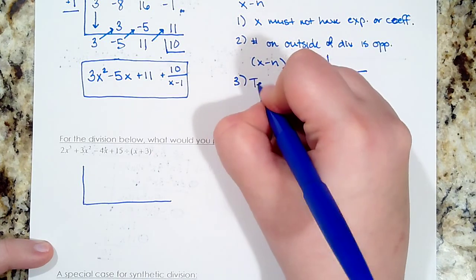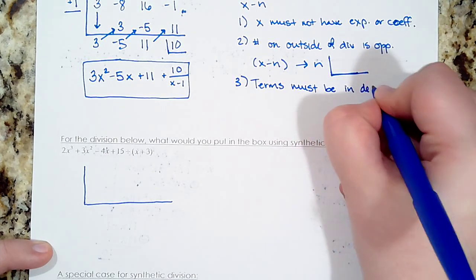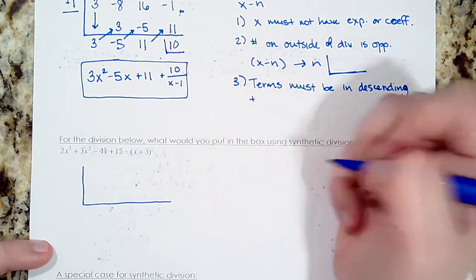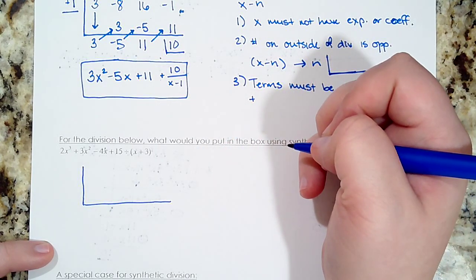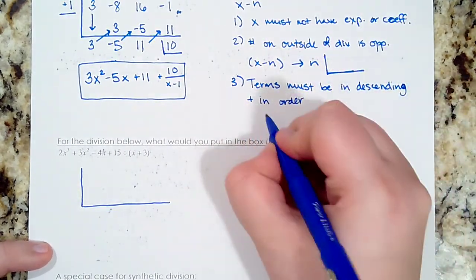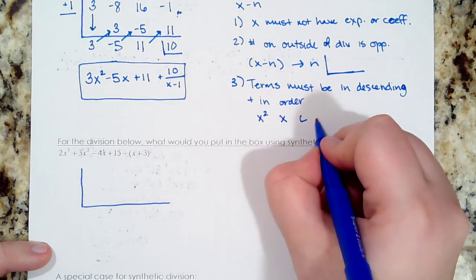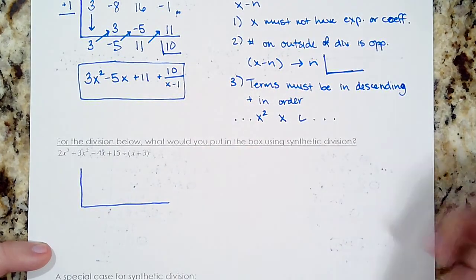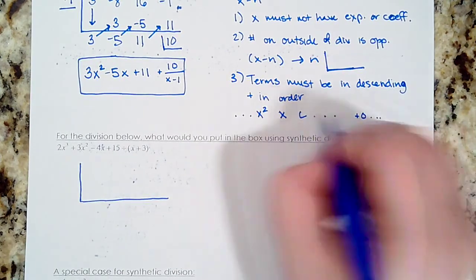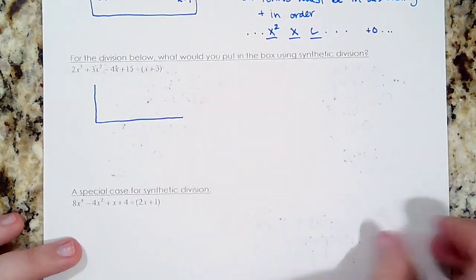Your terms must be in descending order. So I have to have it in the form x squared, x, constant, and so on, in both sides. If I'm missing a term, I have to say plus 0 of the term. If I have them out of order, I have to put them in descending order for this to work. So we have a few rules that we have to abide by.